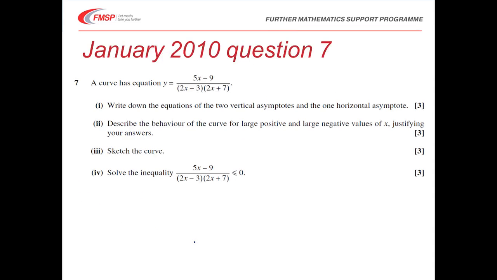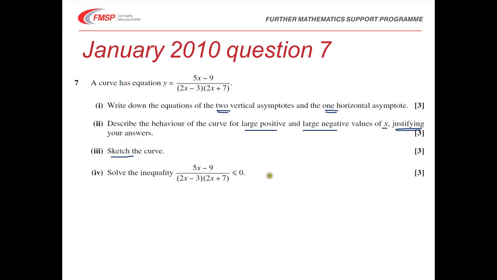Okay, let's have a look at a graph question. Now this question is quite nice. It leads you through it. It tells you at least some of the bits that you need to do. It tells you that there are 2 vertical asymptotes. It's very nice. It tells you that there's a horizontal asymptote as well, just one. You've specifically got to describe the behaviour of the curve for large positive and large negative values of x, justifying your answers. They don't specifically ask you for the behaviour at the asymptotes, but clearly you will need that in order to sketch the curve.